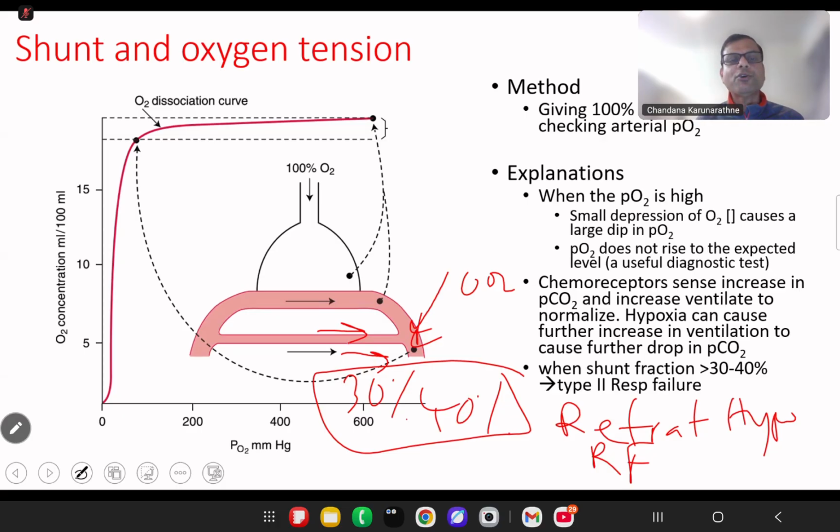By the way, what is hypoxemia and what is hypoxia? What is the difference? Anyone? Hypoxia and hypoxemia?